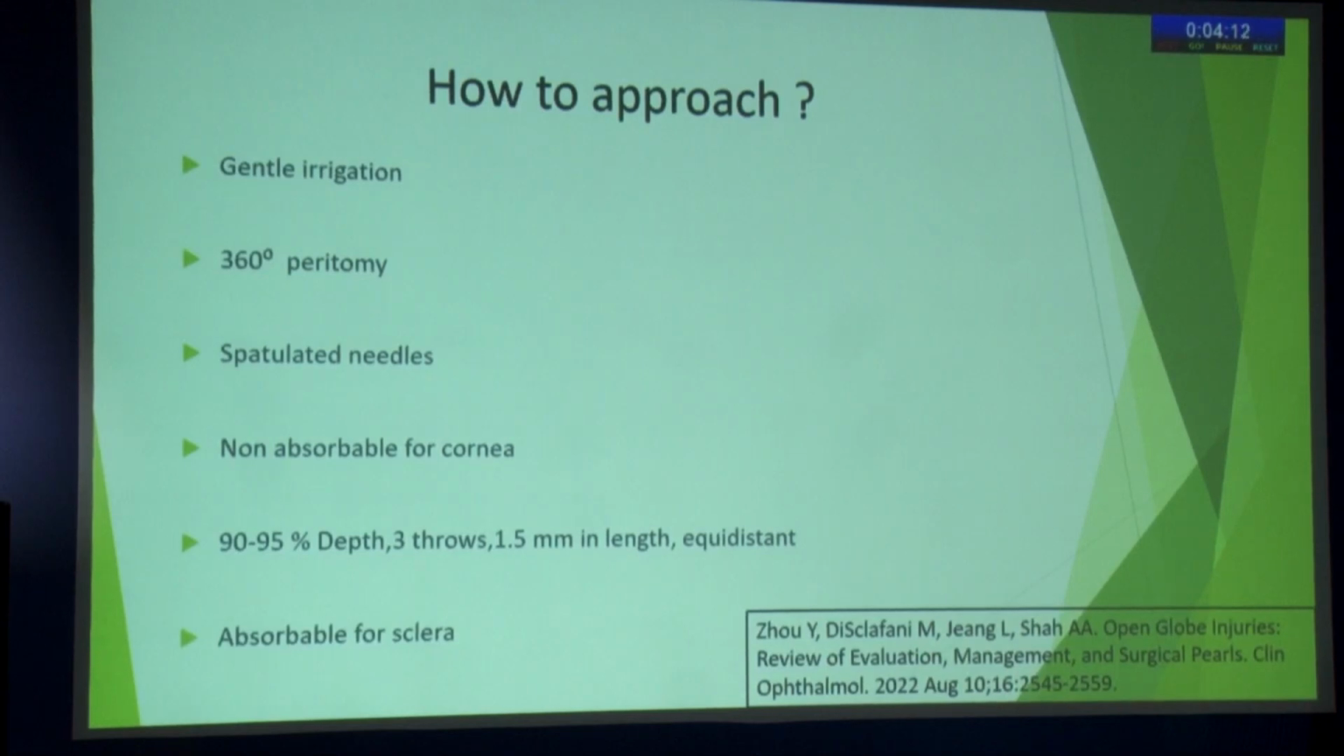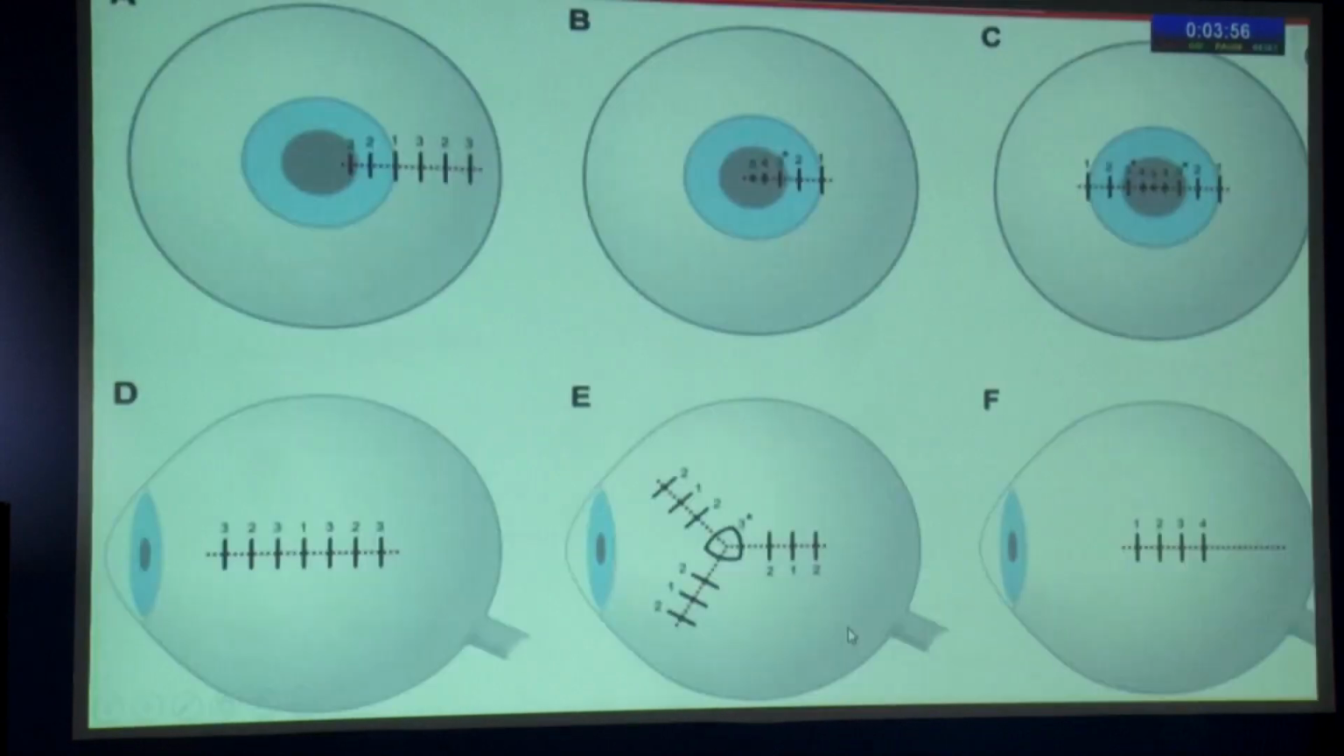And we should remember to use spatulated needles, not the cutting ones. And non-absorbable sutures should be used for the cornea. We'll discuss about the suture technique in detail in the next few slides, and absorbable suture can be used for cornea. There was this recent study, a recent article by Zhou et al. And here they have explained in few pictures how to repair open globe injuries.